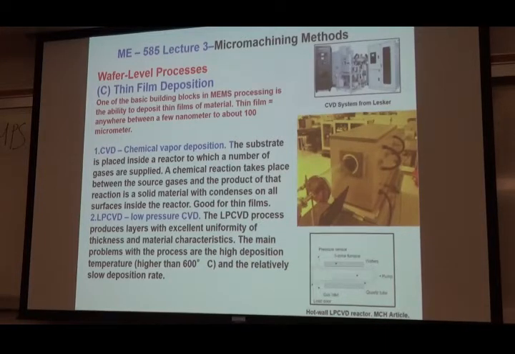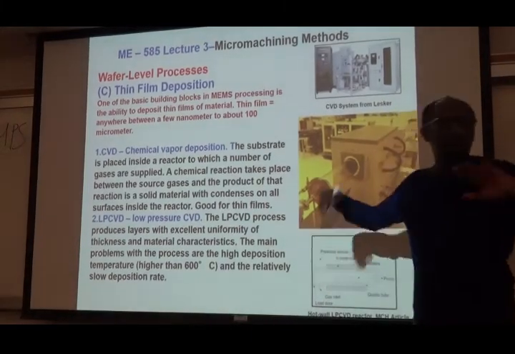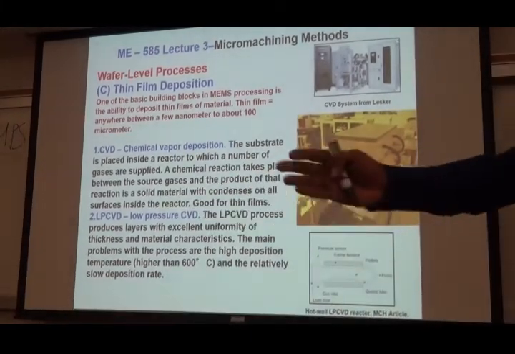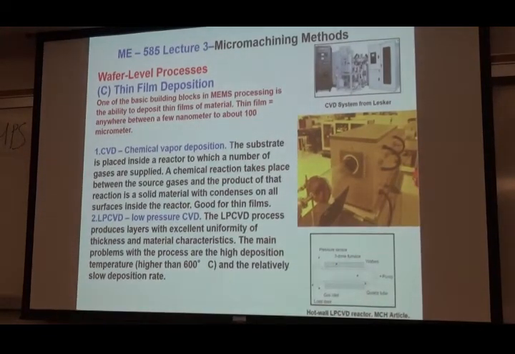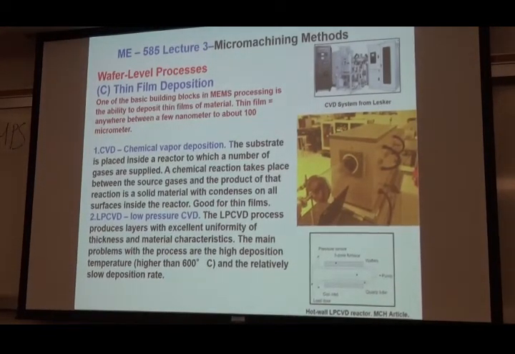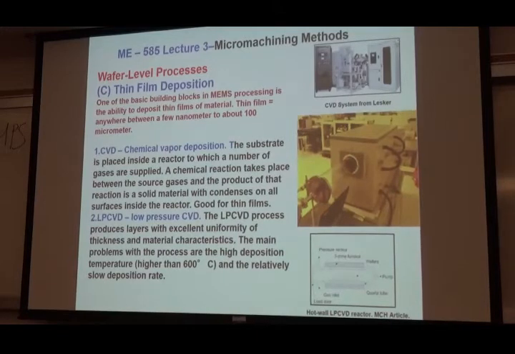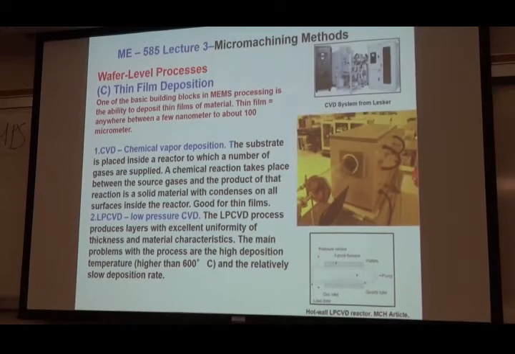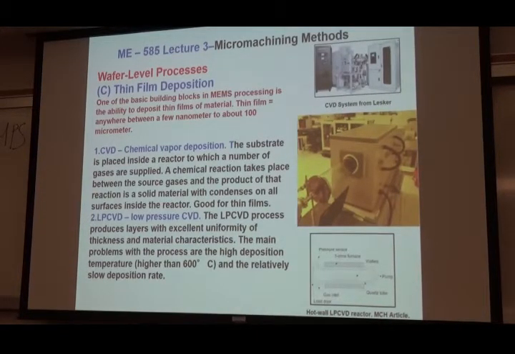Now, it turns out you could get a very, very good film quality if you could do partial vacuum. But the partial vacuum we're talking about is 10 to the power minus 1. That's not a big deal. Okay, so that's called LPCVD, low pressure chemical vapor deposition. Okay. All right. Then.